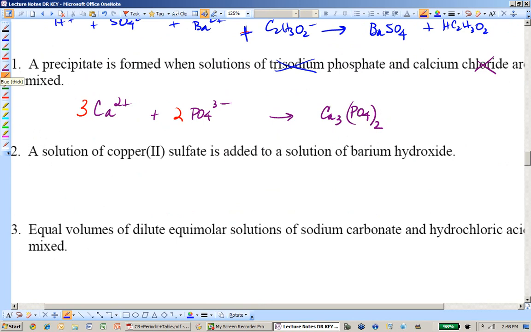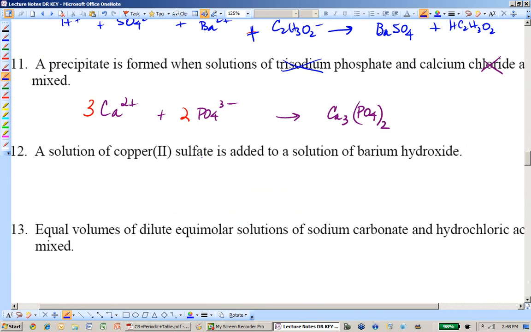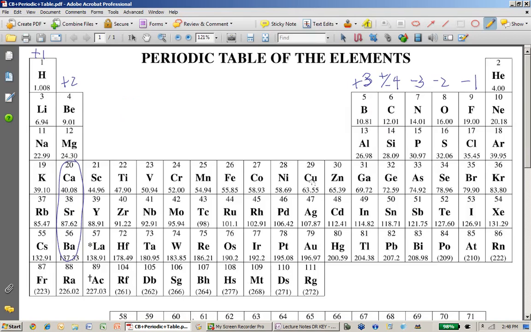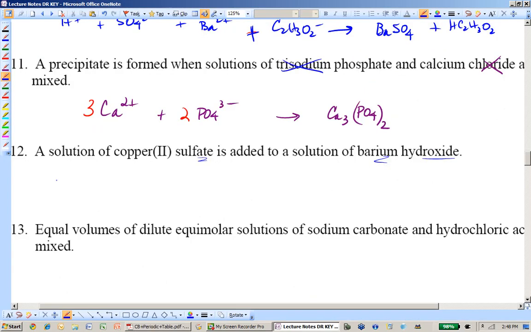A solution of copper 2 sulfate is added to a solution of barium hydroxide. So barium sulfate is a classic precipitate. If you do enough of these, you'll start to figure that out. And in the case of this hydroxide, my strongs, which are ionized, are 1 and 2A metals, of which copper clearly is not, because it sits right here in the transition metals. So I'm going to ask myself, is copper 2 sulfate actually soluble? And it is. Most sulfates are.